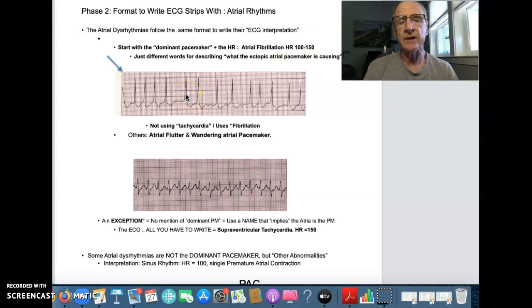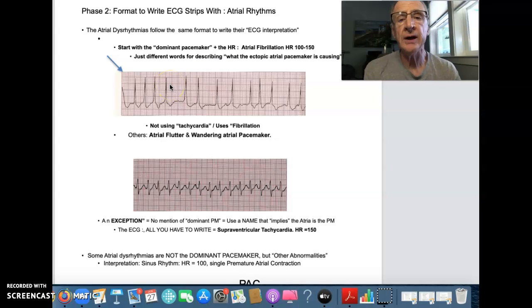We'll use this as an example. We see this strip and you will recognize the pattern. There's no irregularity to it. You'll recognize that there are no normal P waves. As a matter of fact, there's this abnormal bumpy isoelectric line. So you know this is atrial fibrillation.